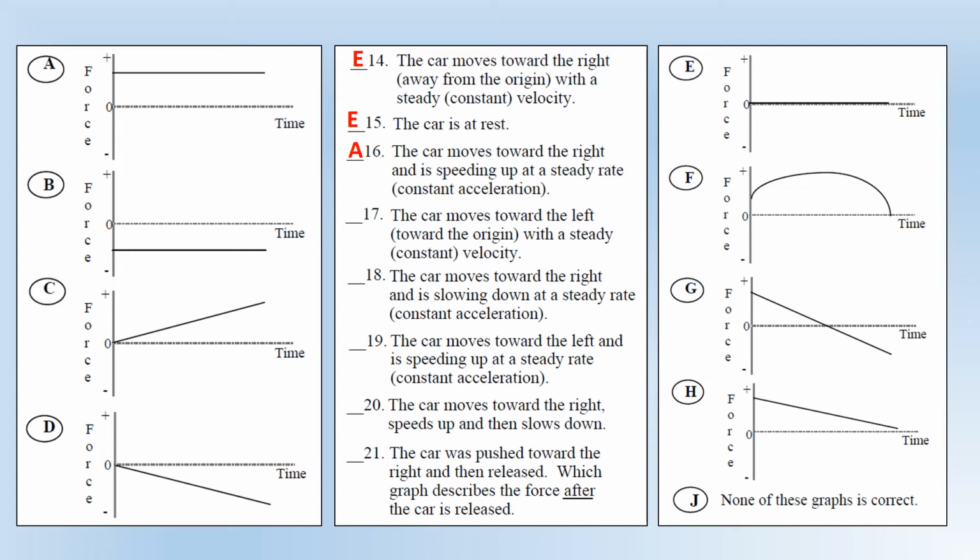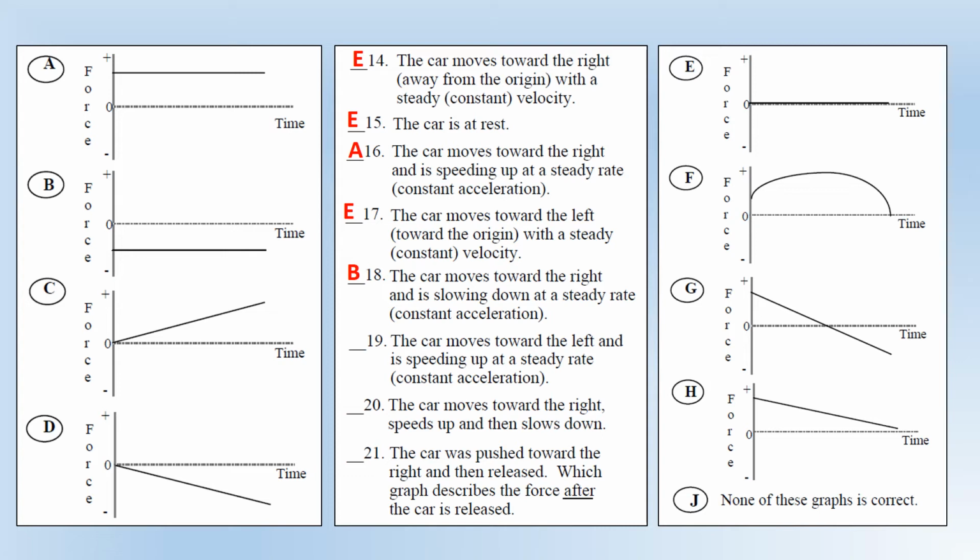The car is moving to the left, towards the origin, with a steady velocity or constant velocity. So constant velocity, force is 0. Straightforward. The car moves towards the right and is slowing down at a steady rate. So if the car is traveling to the right and it's slowing down, that means the force is to the left, or a negative force. And if the acceleration is constant, that means it's a constant negative force, which is B.